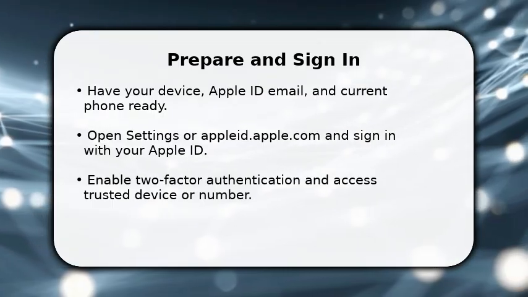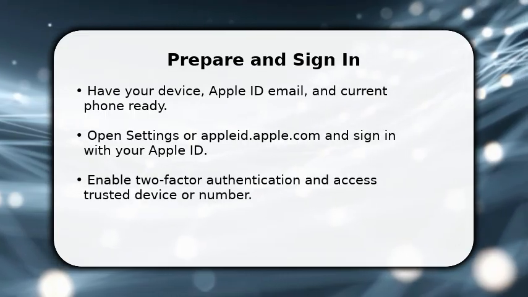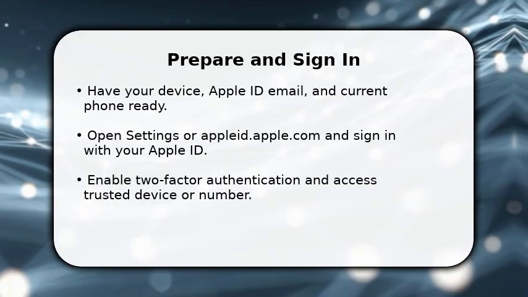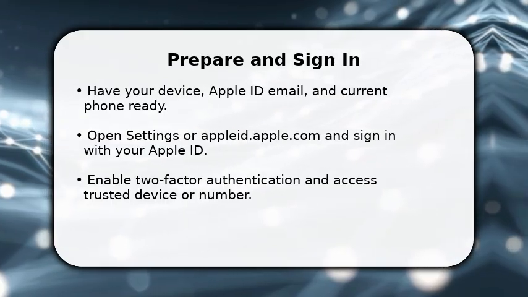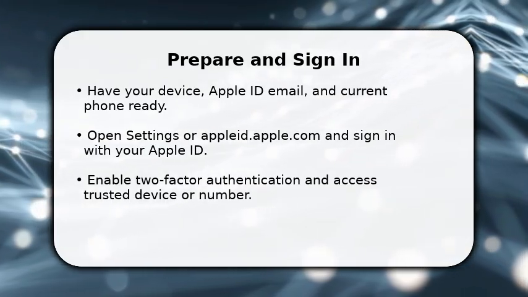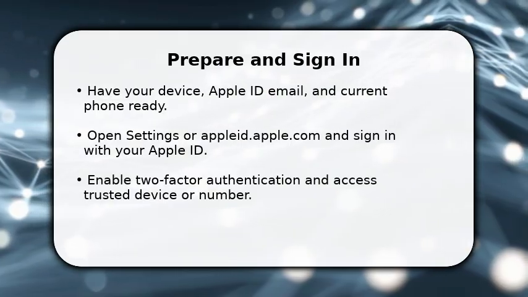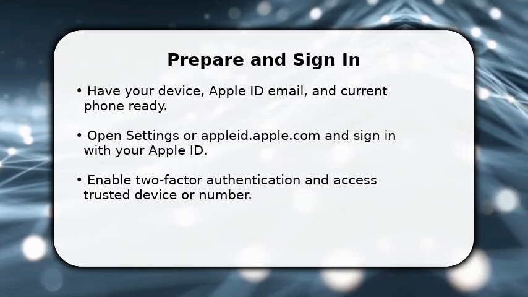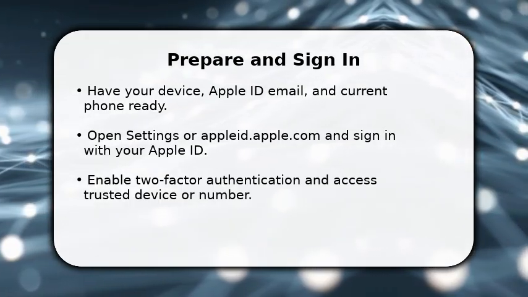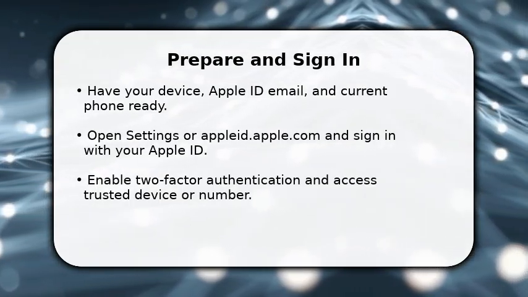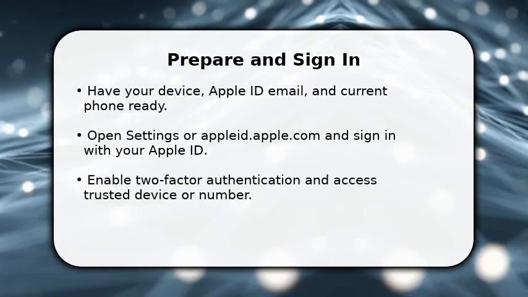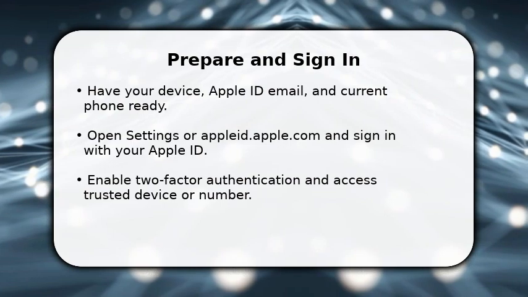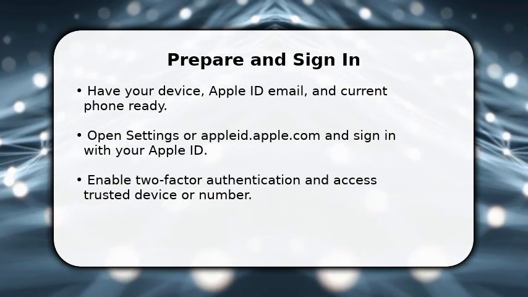You start by signing into your Apple ID so changes apply everywhere. Open Settings on iPhone or go to appleid.apple.com on a browser, then enter your Apple ID and password. Once signed in, confirm two-factor authentication is active and that you can receive codes on a trusted device or phone number. Make sure the device has an internet connection. This gets you to the account page where phone numbers are managed and ensures verification codes reach you instantly.